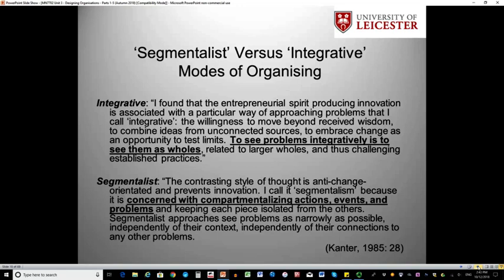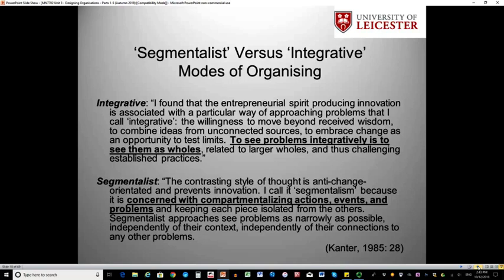The other contrasting style that she saw was a segmentalist mode, and she was much more critical, I suspect, than Burns and Stalker were about the mechanistic mode. She very much saw the segmentalist mode as one that compartmentalised actions, events and problems, was anti-change, if you like. So she saw the segmentalist mode as a very negative mode of organising.